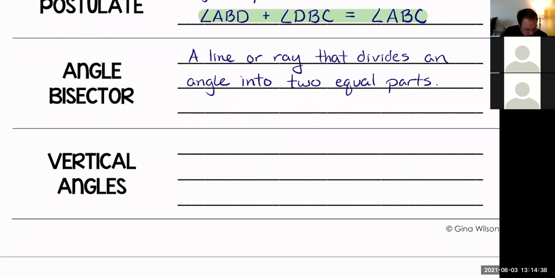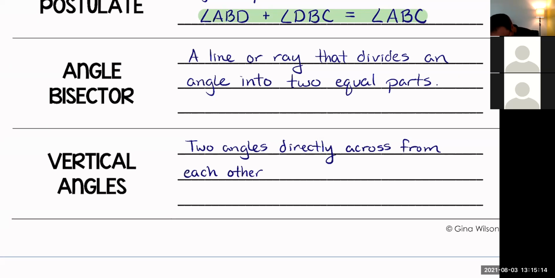Next one is not only a description of what vertical angles are, but a cool little trick that is always true. In fact, so true we use it a lot in several lessons going forward. First off, to describe it, vertical angles are two angles directly across from each other on intersecting lines.